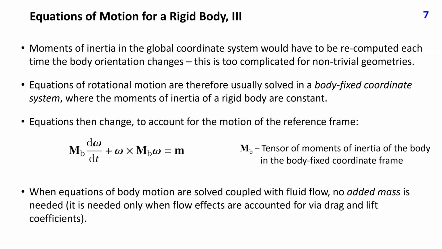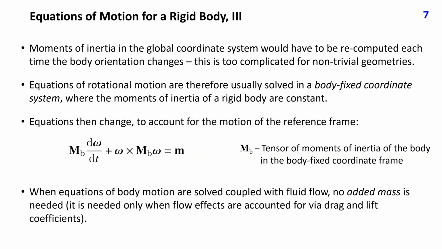Moments of inertia in the global coordinate system would have to be recomputed every time the body orientation changes. This is too complicated for non-trivial geometries. Equations of rotational motion are therefore usually solved in a body fixed coordinate system where the moments of inertia of a rigid body are constant. Equations then change to account for the motion of the reference frame. MB is the tensor of moments of inertia of the body in the body fixed coordinate frame.